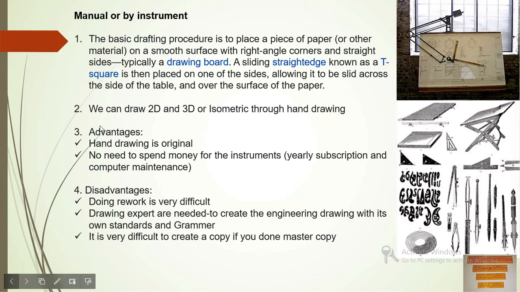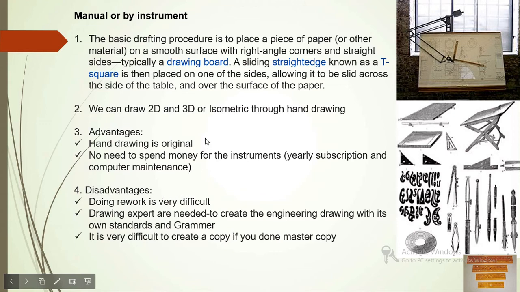We can draw 2D, 3D and isometric drawings through this hand drawing. Advantages of hand drawing: hand drawing is original. No need to spend more time and money on instruments. Yearly subscription for computer maintenance is not needed. Disadvantages: doing rework is very difficult. Drawing experts are needed to create an engineering drawing with its own standards and grammar. It is very difficult to copy if you have done a master copy. These are the disadvantages of manual or instrument drawings.